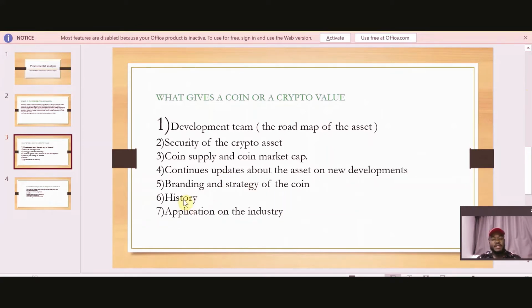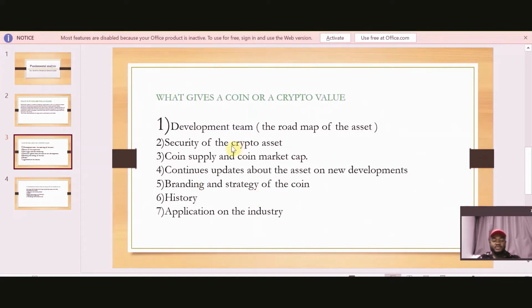Okay? Then the history. This history plays a big role when it comes to crypto fundamental analysis. What has this coin done in the past? How many people have purchased this coin in the past? Okay, all these things give a coin value.